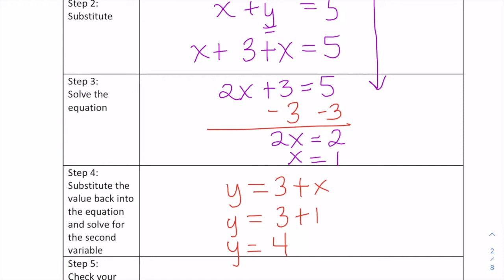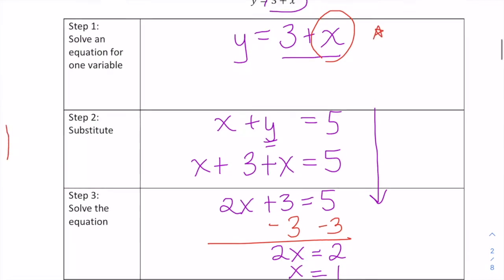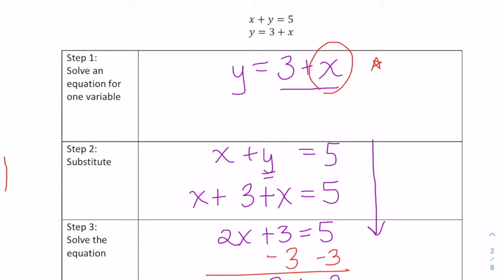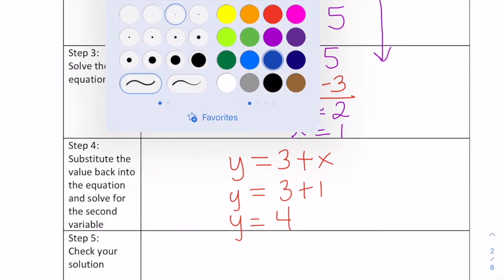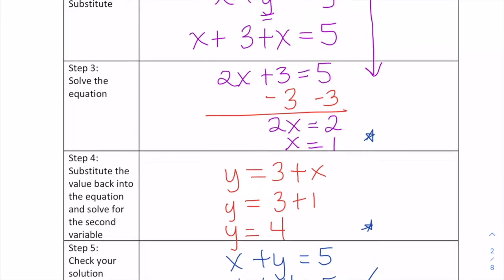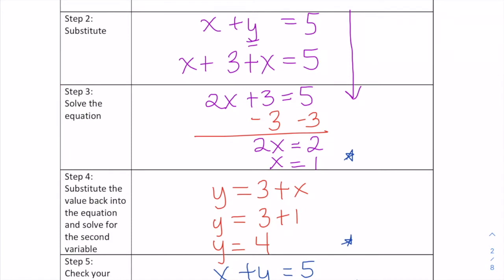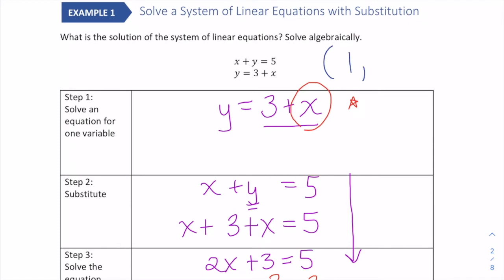Okay, and so to check our solution, well, we've been using y equals 3 plus x. So to check, we're going to use the other equation, which is x plus y equals 5. So let's put this equation in here, x plus y equals 5. And I'm going to plug in the values that I got for steps 3 and 4. So 1 plus 4, and that does indeed equal 5. So when we write the solution, remember, we're going to write the solution as an ordered pair. We know that x equals 1, y equals 4. So the solution is going to be (1, 4).